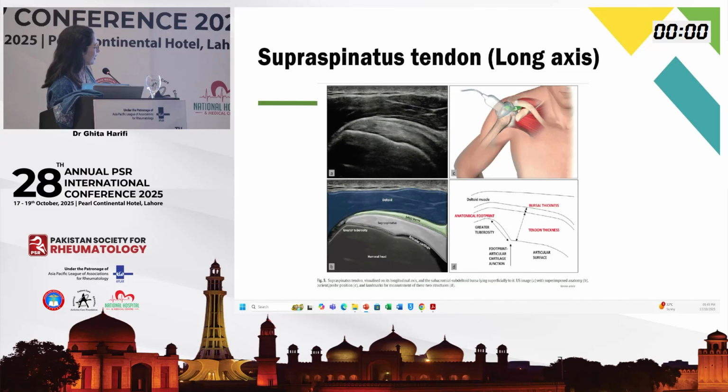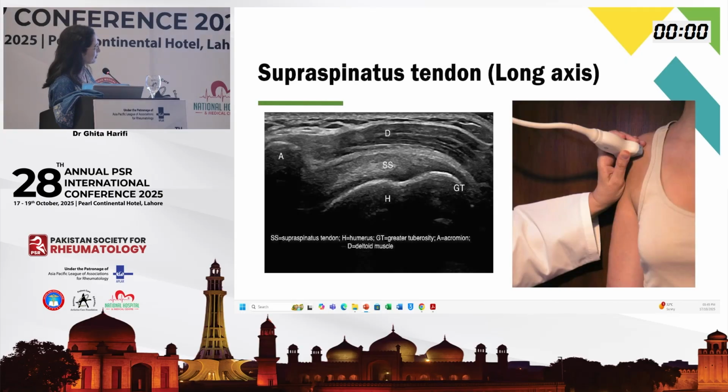So basically, you go a bit laterally, and you know that this is a tendon that will insert on the greater tuberosity, on the top of the tuberosity. So you follow the tuberosity and you see the insertion, and you appreciate the tendon, the echogenicity, calcifications, a tear. This was the long axis of the supraspinatus. For the short axis, you tilt the probe, you go to the perpendicular plane, and this is the view that you get.